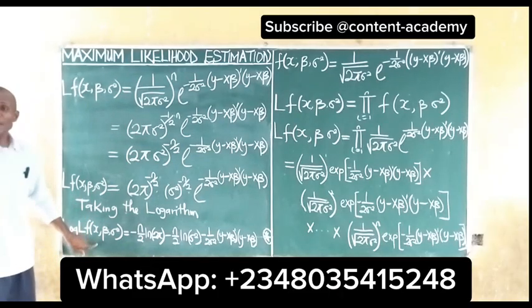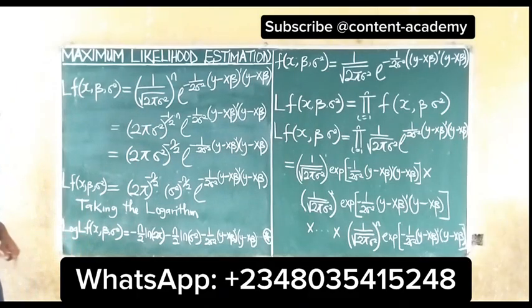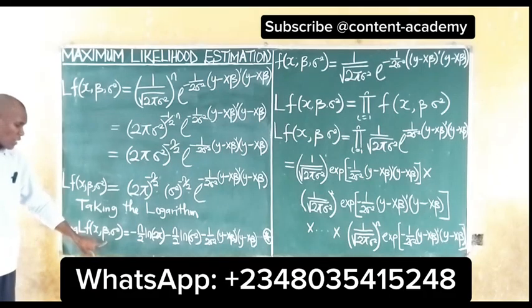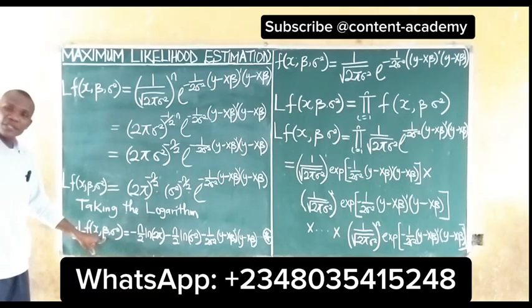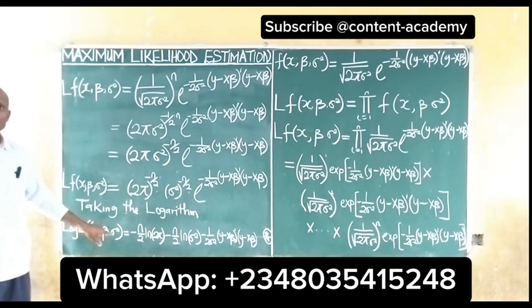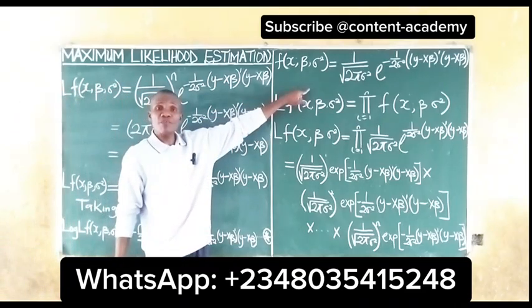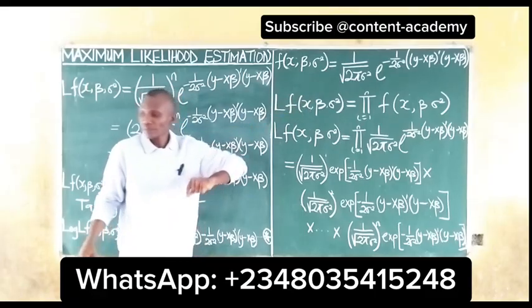Now, as we have taken the logarithm, the next thing to do is to differentiate with respect to the parameters we have here. Here we have beta, which is the mean, and here we have sigma squared, which is the variance. This is what we are looking for. For me to do that, we move over to this side of the board.